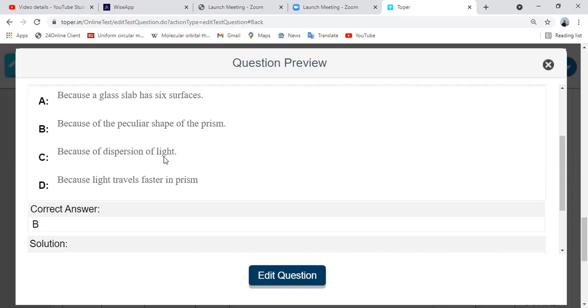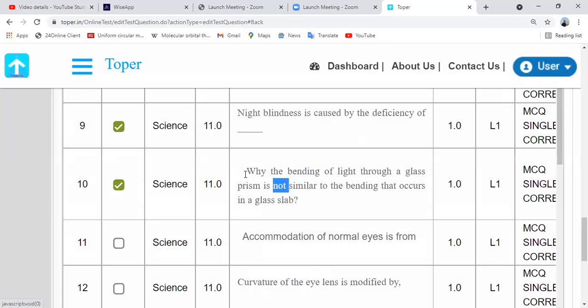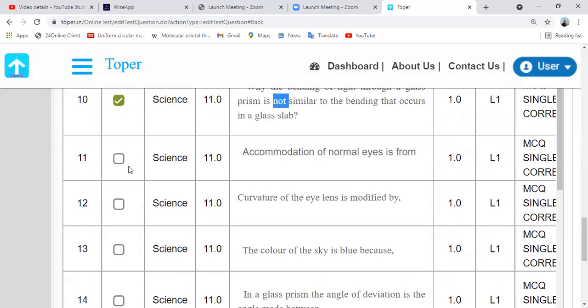Through a glass slab, dispersion does not take place because its shape is rectangular. But through a prism, the dispersion takes place due to its particular shape. So the particular shape of the prism is the only correct answer for this. So option B is correct. Due to the particular triangular shape of the prism, dispersion takes place. Okay. So only B is correct. B is there, that's why C occurs. So B is the only answer, not C.